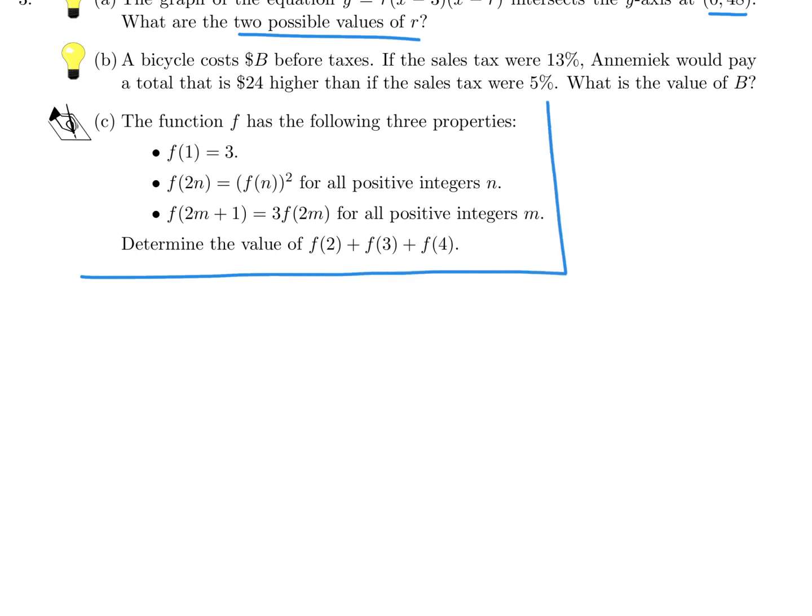All right, so let's think of the algebra here. 1.13B, which is with the sales tax of 13%, and subtract from that 1.05B, which is with the sales tax of 5%. That difference is 24. So that is the interpretation of the sentence into a math formula. So that looks to me like 0.08B is 24. And therefore, when you calculate this, B is 300.